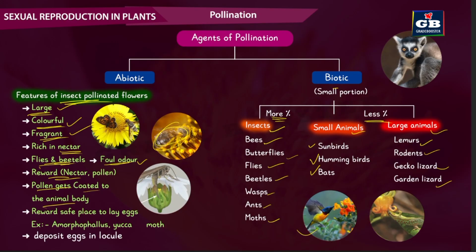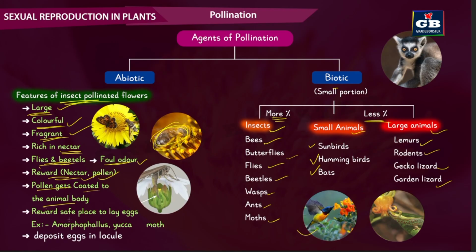Here we can see when the bee visits a flower, the body of the bee is coated by pollen grains. A large amount of pollen grain sticks to the body of the bee. When the bee visits the next flower, the pollen grain drops on the next flower's stigma and it gets pollinated. In most of the cases for all these insects, the rewards are nectar and pollen. For the birds also, nectar and pollen are the rewards. For the rewards, the animals come to the flowers and help in pollination.